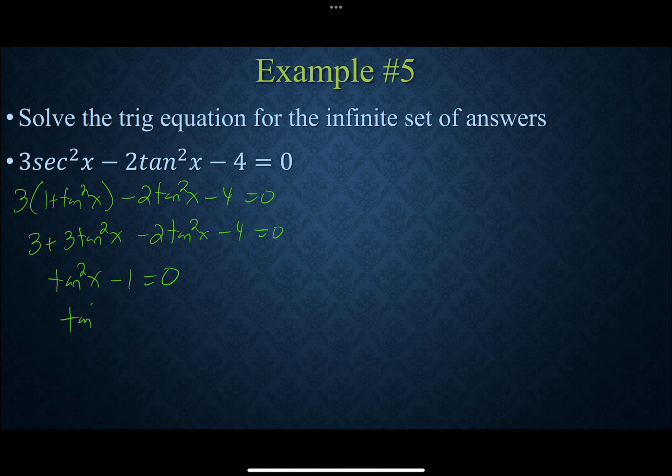So we can isolate tangent. Square root both sides, and we can see that tangent is going to equal plus or minus 1, which is all the pi over 4 values. Pi over 4, 3 pi over 4, 5 pi over 4, and 7 pi over 4.